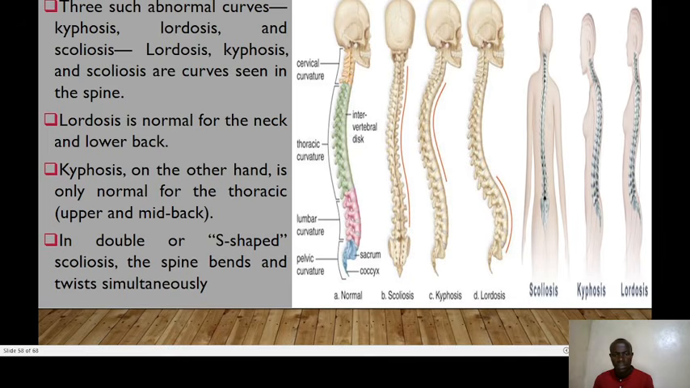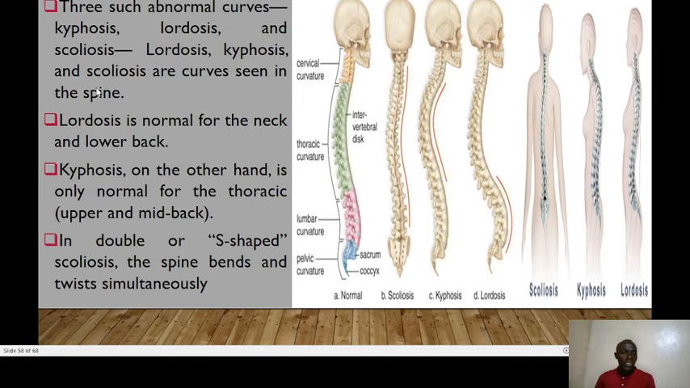Okay, so we can appreciate the normal one having the cervical curvature, then the thoracic, then the lumbar, then the sacral, then the coccyx. Okay, so scoliosis forming an S. Kyphosis, the exaggeration of the thoracic curvature, whereas lordosis will be the exaggeration of the lumbar curvature.